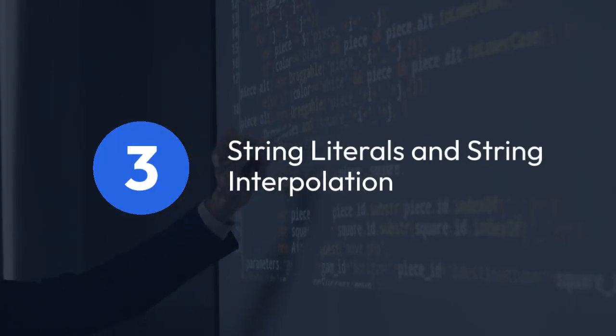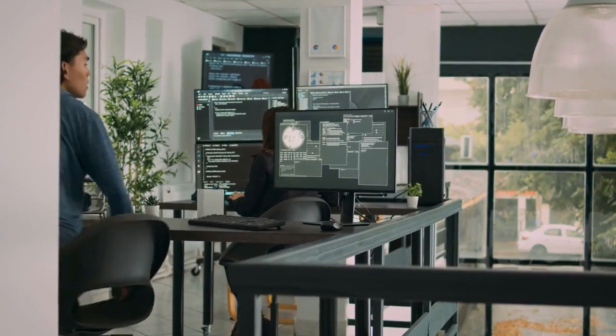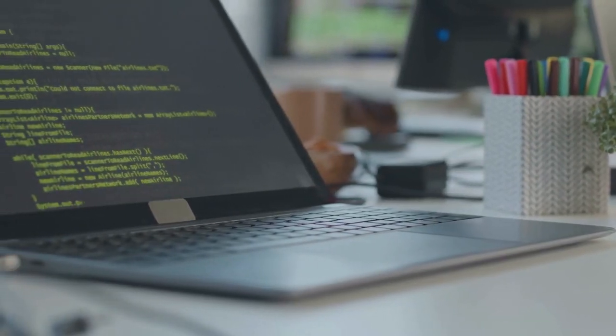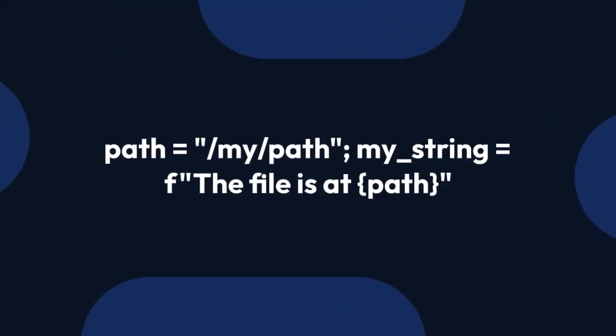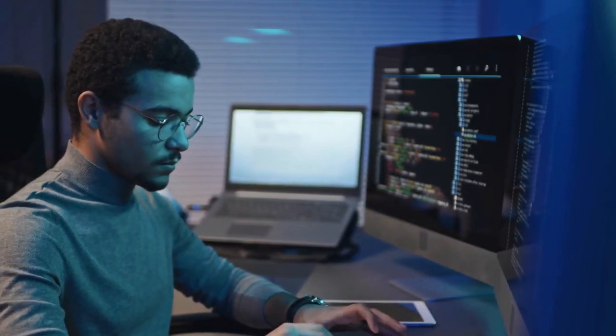3. String literals and string interpolation. The way you create strings impacts how you handle slashes. In languages like Python, you can use f-strings or other interpolation methods, where you might embed variables containing slashes directly. For example, path = "my/path/my/string", then f"The file is at {path}". Python won't need any special escaping here.